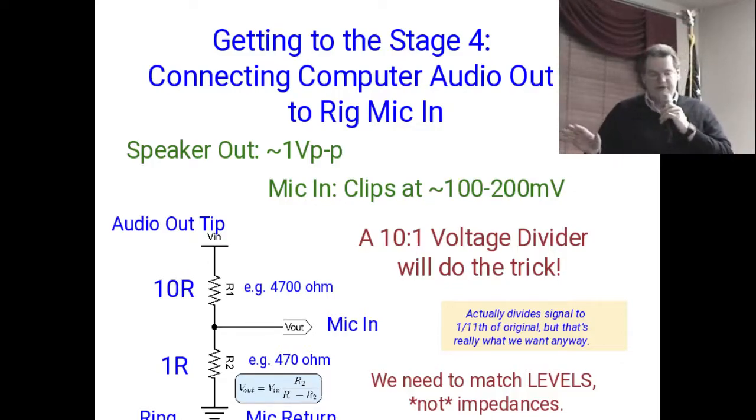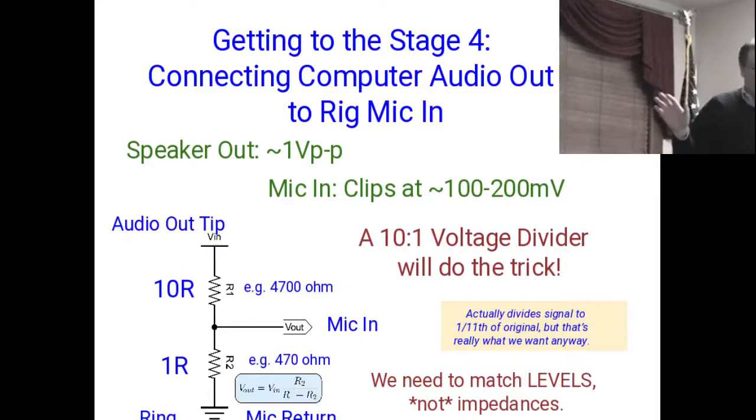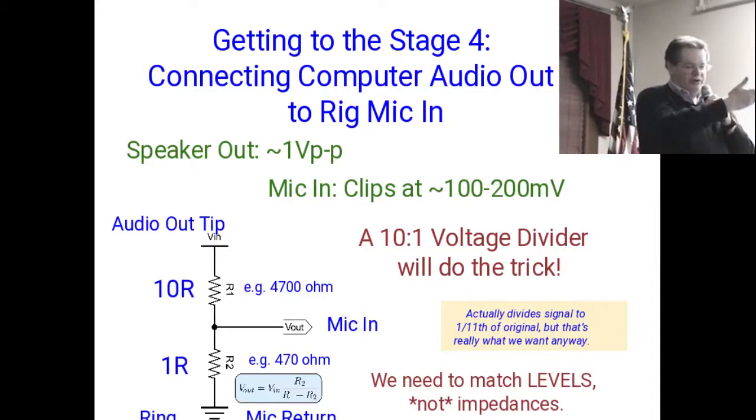This is consumer audio stuff. People like to complicate things, and as someone who designs communication systems for a living, I can tell you, you don't need to worry about impedances. I'm amazed by what I see on the internet with people complicating this. It's a simple, unbalanced signal. It's not a balanced signal. You don't need to match impedances. You don't need to worry about the fact that your mic input is a 10K impedance and you've got a low impedance output on the speaker. It doesn't matter. All that you need to do is match the levels.